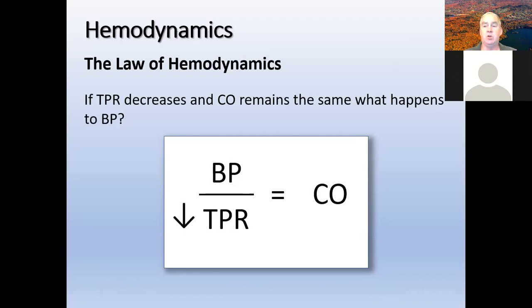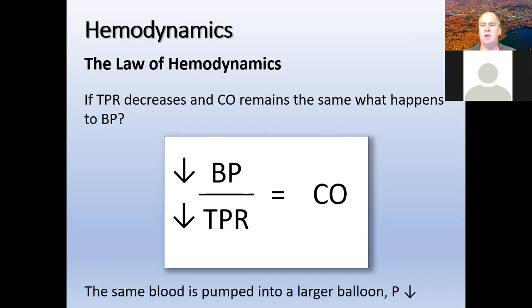So what's the effect of total peripheral resistance? If it goes down, blood pressure also goes down. So you've relaxed the walls of that balloon and you've made a bigger balloon, and so the pressure inside of it comes down. So again, this is kind of how we need to start looking at it.